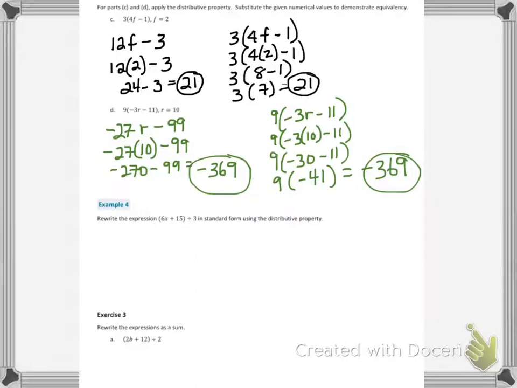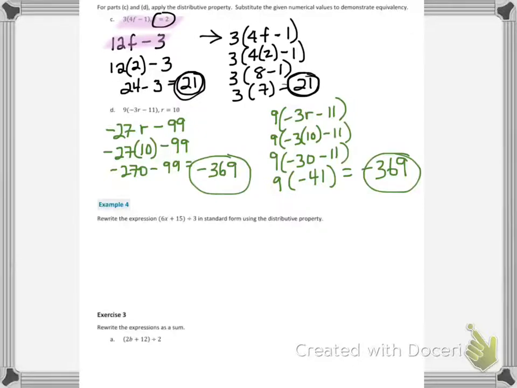Okay, here we go. C. Hopefully yours looks exactly like this. I went ahead and distributed the 3 and got 12F minus 3. And then when I plugged in my 2 for F, I got 24 minus 3, which was 21. I went back to the original expression over here and plugged in my 2, and you can see my work there ended up with 3 times 7, which equals 21 as well. I demonstrated the equivalency there.